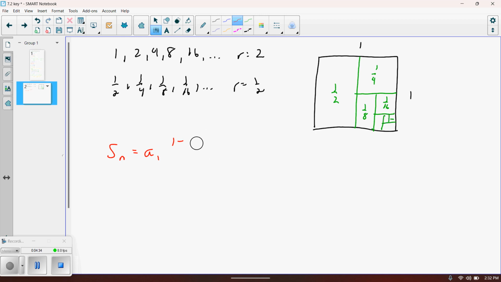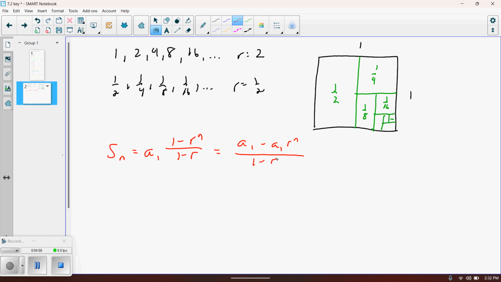Oops, I don't know why I wrote that 1 there. Of a finite number of terms. So that would be our sum of n terms. Well, what I can do is redistribute the a sub 1. I don't know why I pulled it off to the front there for this. So I just redistributed the a sub 1 to the top.